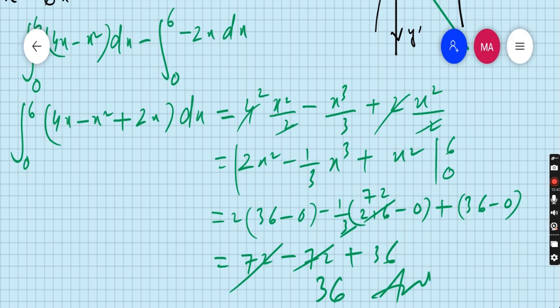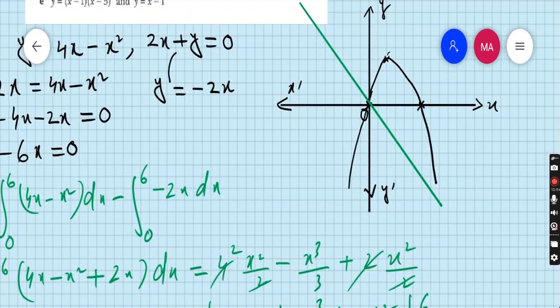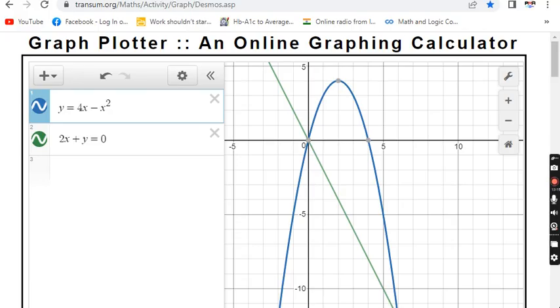So it is 100% correct answer, very very easy. So this graph is 100% correct, because our x values are 100% correct. I just got confused looking at the graph plotter.